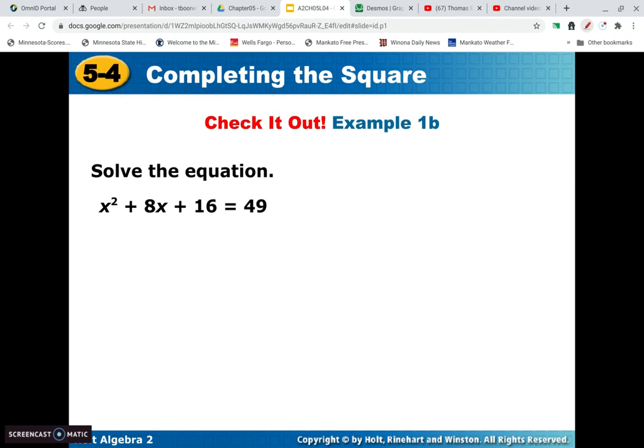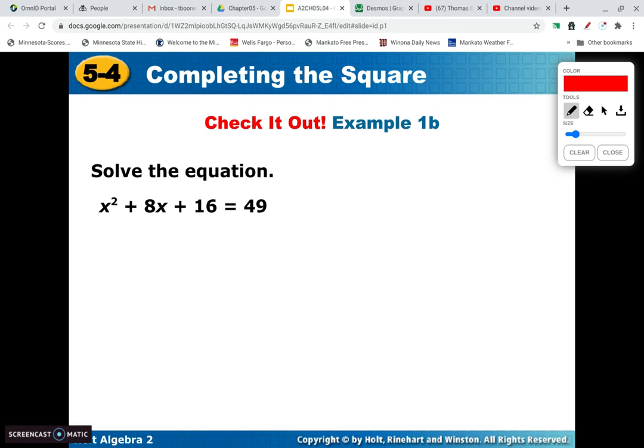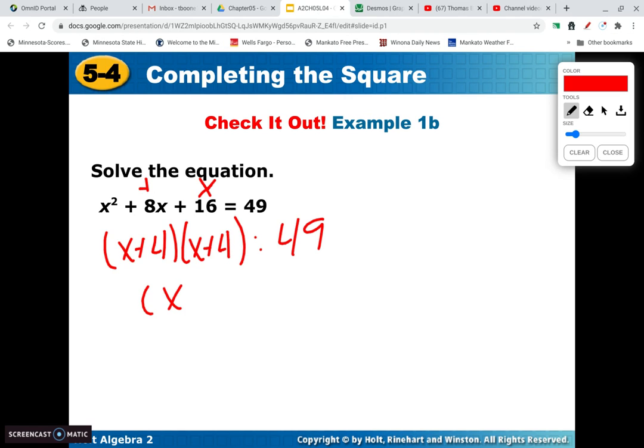Now, once again, you see that this is a perfect square trinomial. Okay, what two numbers multiply to 16 but add to 8? Well, we know that would be x plus 4 and x plus 4. Yeah, that would work. And that equals 49. All right, so this could be thought of as x plus 4 squared. And that's going to equal 49.